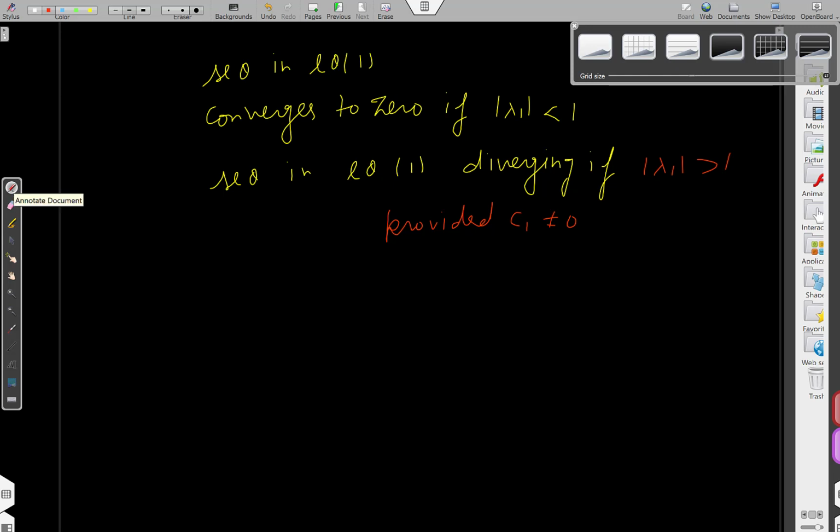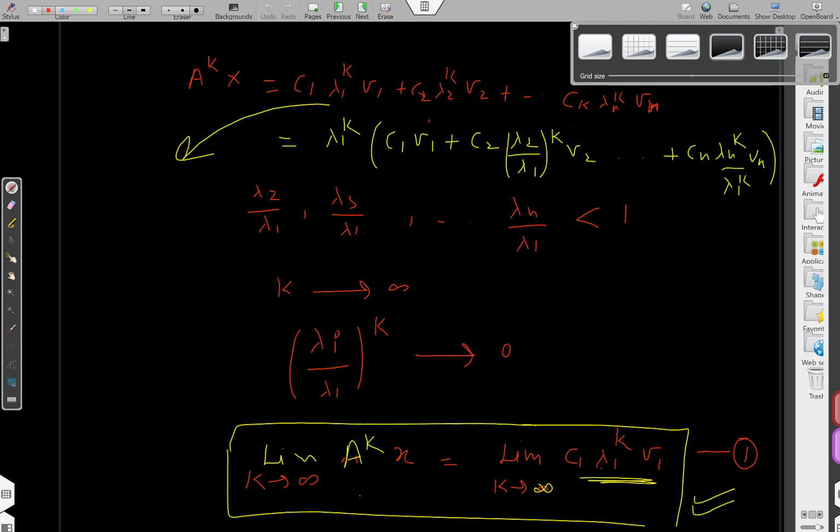Now the thing that you should understand properly: the entries in A^k x will grow with k. If k is increasing, obviously the entries in A^k x will also increase. So the right hand side is going to be 0 whenever mod of lambda 1 is less than 1. Otherwise, it is diverging, going up to infinity, when lambda 1 is greater than 1. So ultimately what we are getting is the overflow and underflow problem.